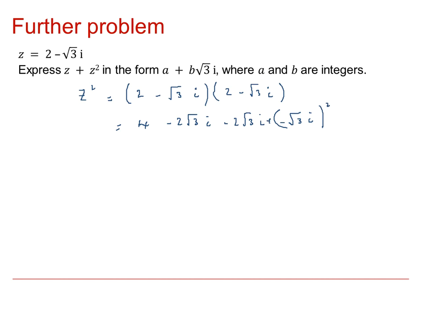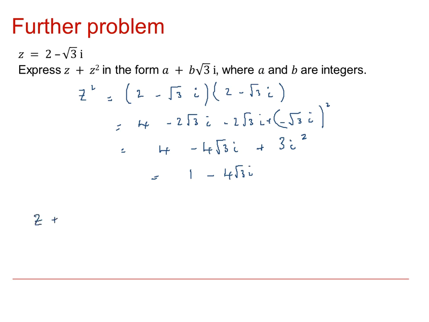So the total for that then is 4, then minus 4 root 3i, and then this final term, the negative root 3 squared is 3, and then i squared, so this is plus 3i squared, which of course is negative 3. So we get 4 minus 3 is 1, and then minus 4 root 3i. So that's z squared. Now we're asked to find z plus z squared.